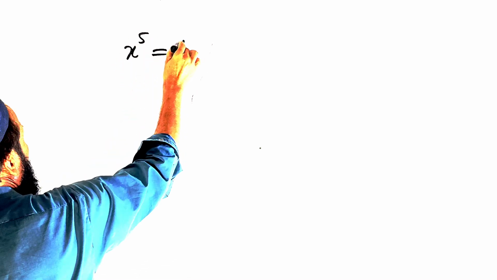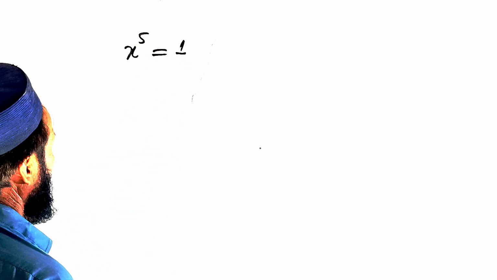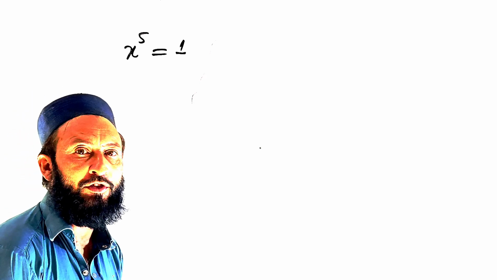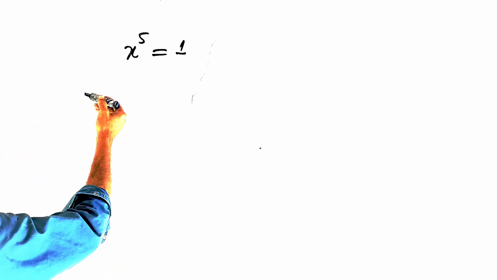Welcome to everybody. Today we have a very interesting and logical algebra equation: x to the power of 5 is equal to 1. How can we find the value of x, which is unknown here? Directly, we take the reciprocal of the exponent, which is 1 by 5, so x is equal to 1 we will get. What we are using is the general solution of this one.